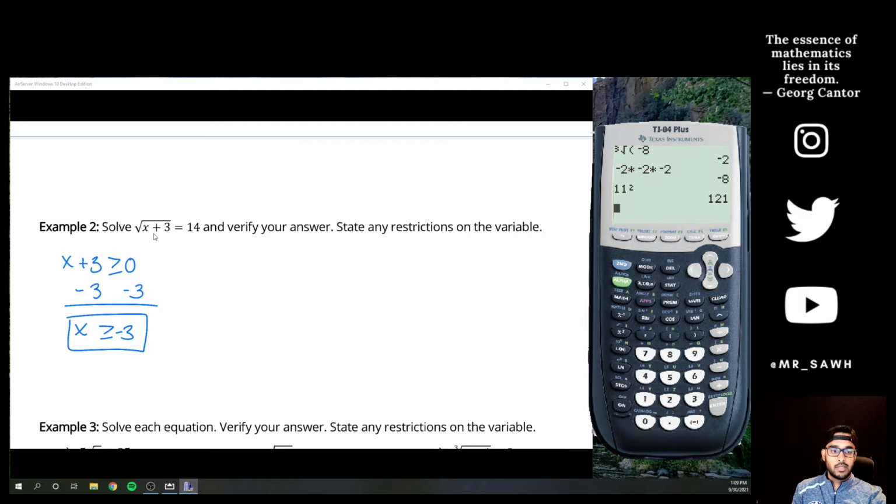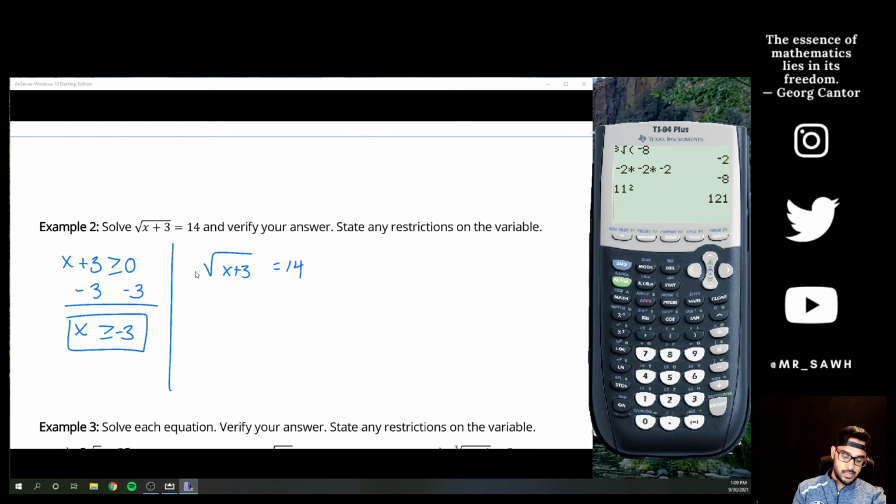Any number bigger than that will work. Any number less than that will leave me with a negative in the radicand, so it won't work. So there's my restriction. So when I solve this, my answer also has to fall in that inequality. Okay, it has to fall in that range of numbers.